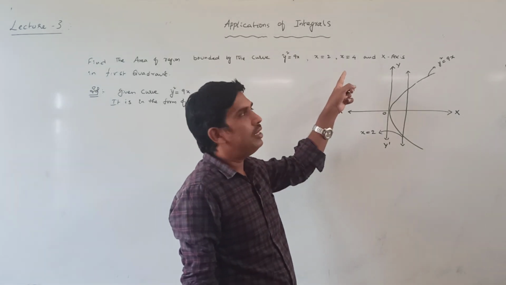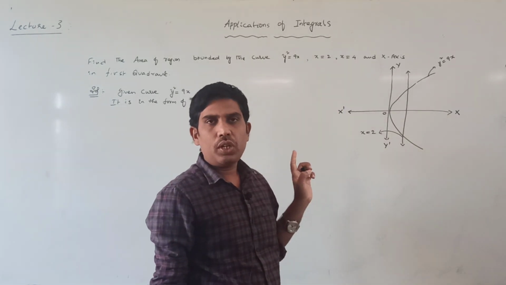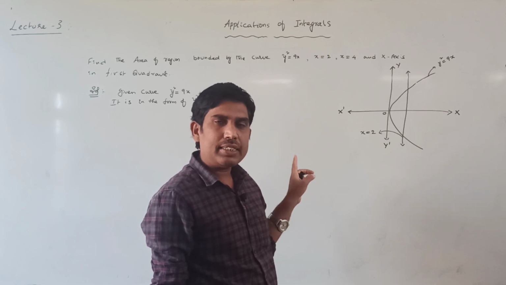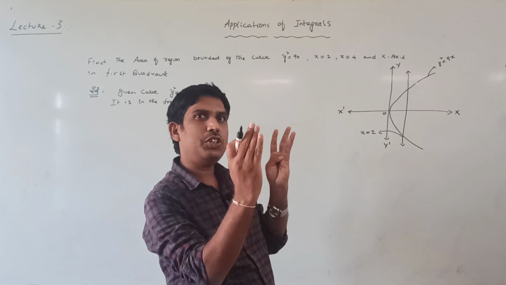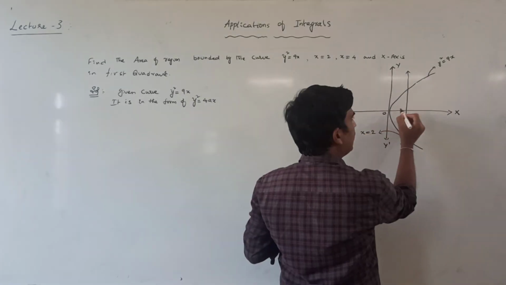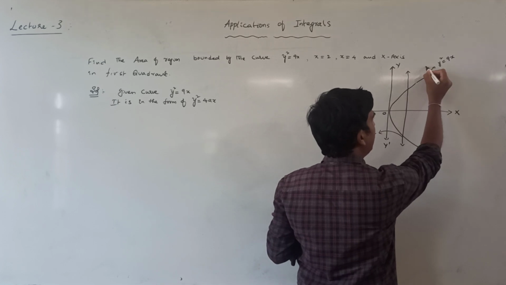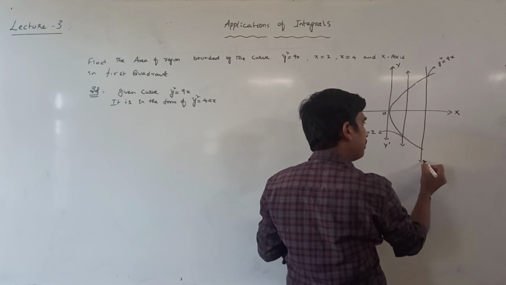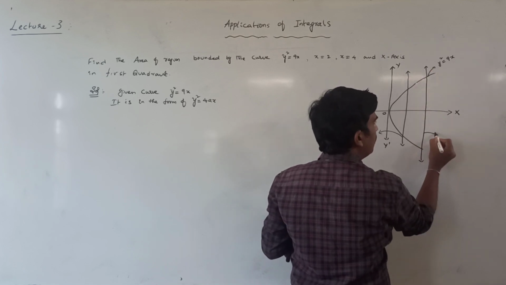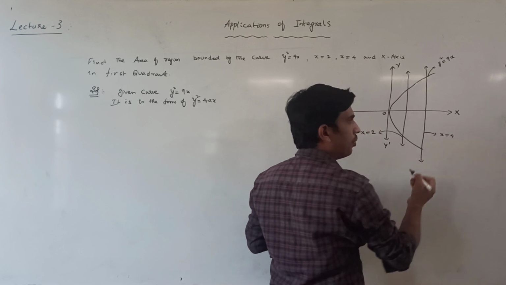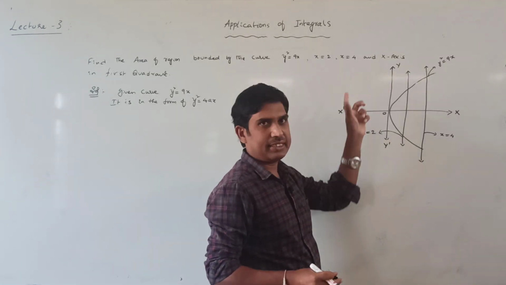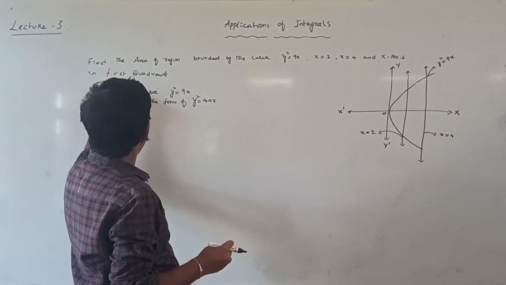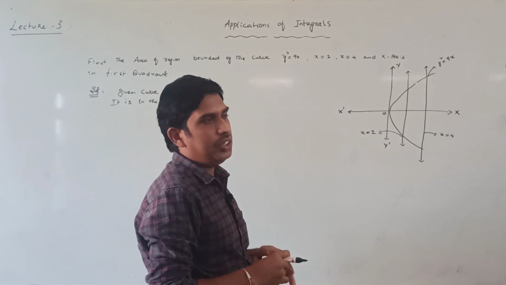Next, one more is given, x is equal to 4. Again x is equal to 4 represents a vertical line at a distance of 4 units right of the y axis. So 4 units to the right of the y axis, again draw one vertical line. This one is x is equal to 4. Next, what is given? With the x axis. So the area is bounded with the x axis, and finally what is given here? First quadrant.